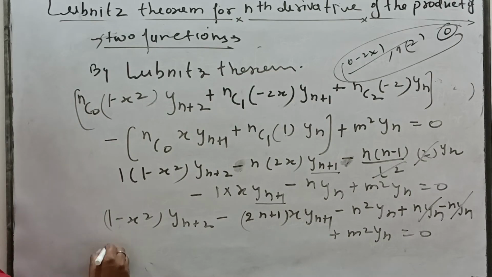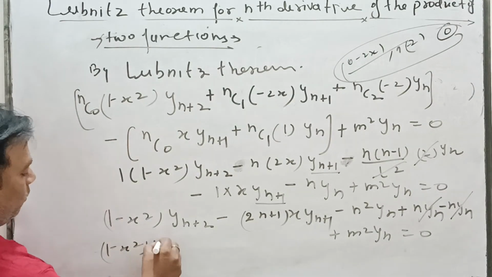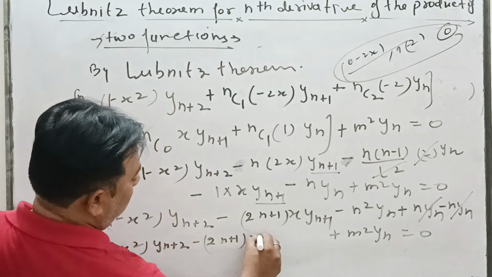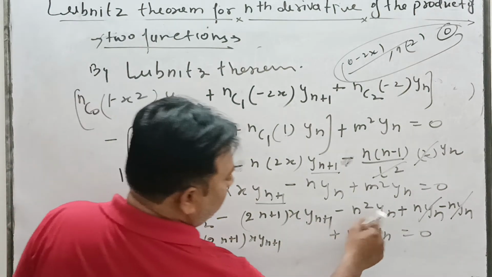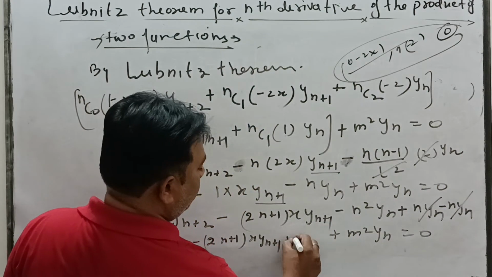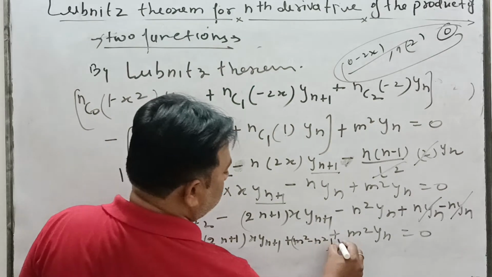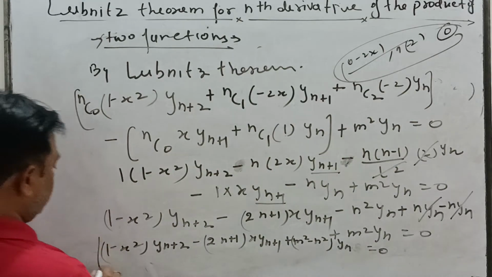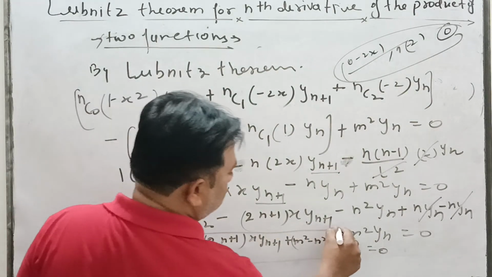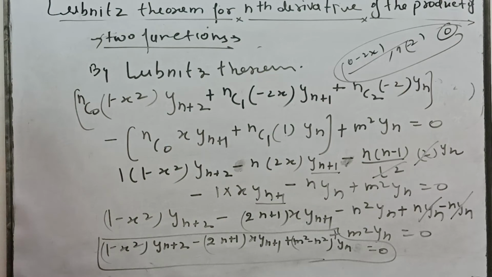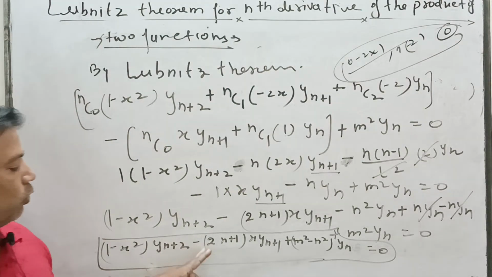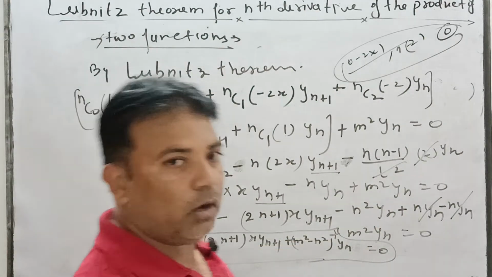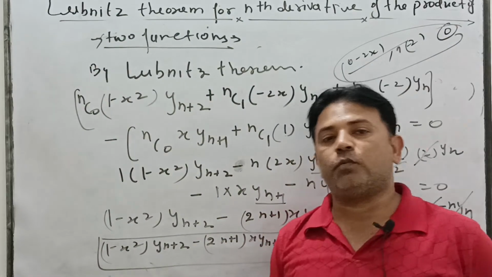So only 1 minus x square yn plus 2 and minus 2n plus 1 x yn plus 1, here m square minus n square yn equal to 0, yn only. This is the answer of this question. Proof of this question: 1 minus x square yn plus 2 minus 2n plus 1 x yn plus 1 plus m square minus n square yn equal to 0. This is the required answer of this question.